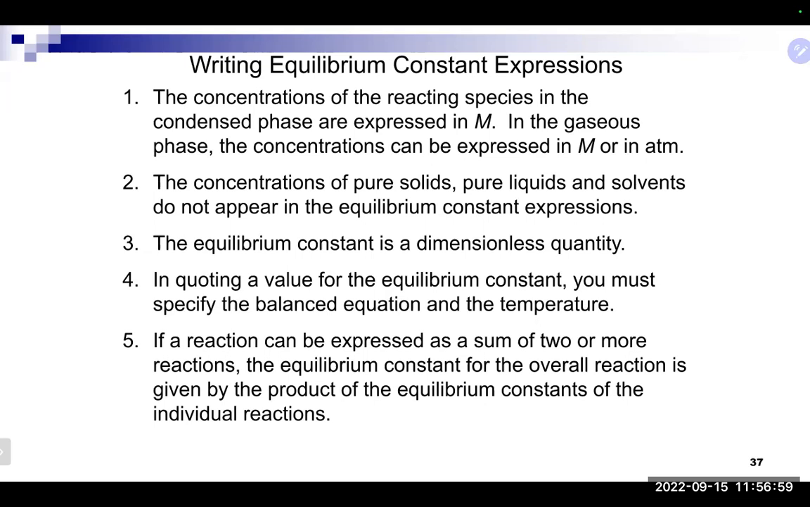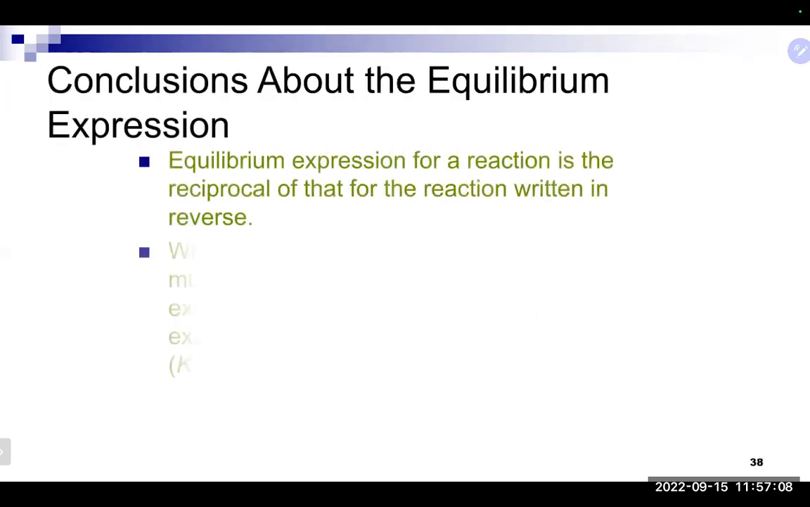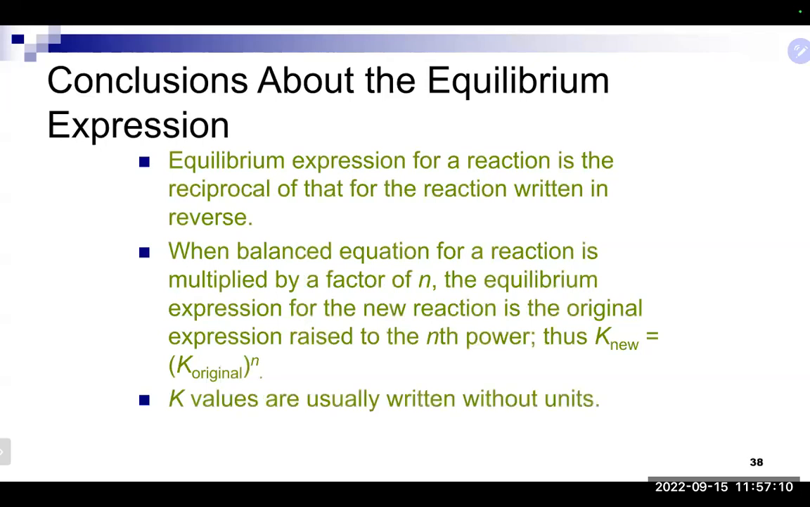If a reaction can be expressed as a sum of two or more reactions, like we talked about, again, we're going to be multiplying those K values together. And a couple other things we just talked about, obviously. We take the reciprocal, or 1 over the K value, if we reverse the reaction. And once again, the other two things that we talked about there: multiplying by a common number, you're going to take K to the common number, so as the exponent. And if you divide by a common number, you'll take the root of the K value to that common number.